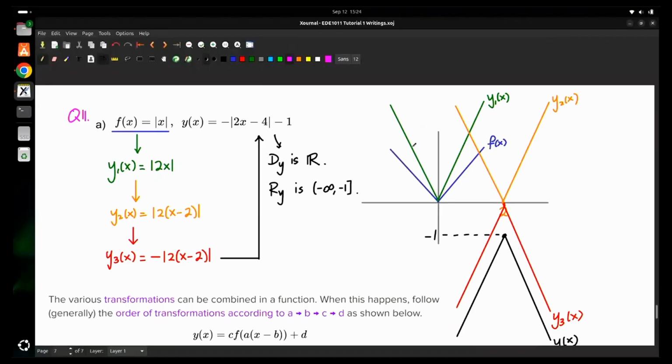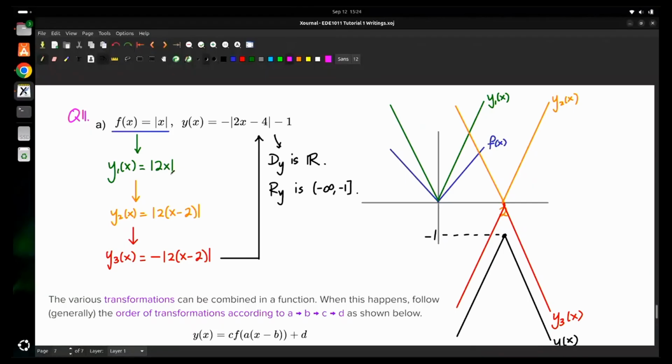So what is mod 2x? Your function gets stretched vertically, or in other words, it gets compressed horizontally. It's the same thing. Because 2x is more than x, the gradient of the line must be steeper, as you can compare from the green and blue graphs. Then after that, you must get 2x minus 4. But 2x minus 4 is the same as 2 times x minus 2. So what's the deal here? How come I do it like that?